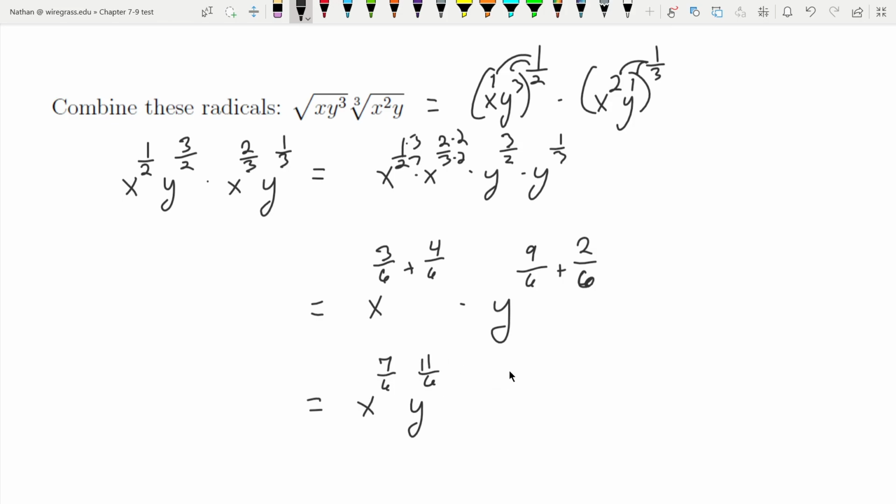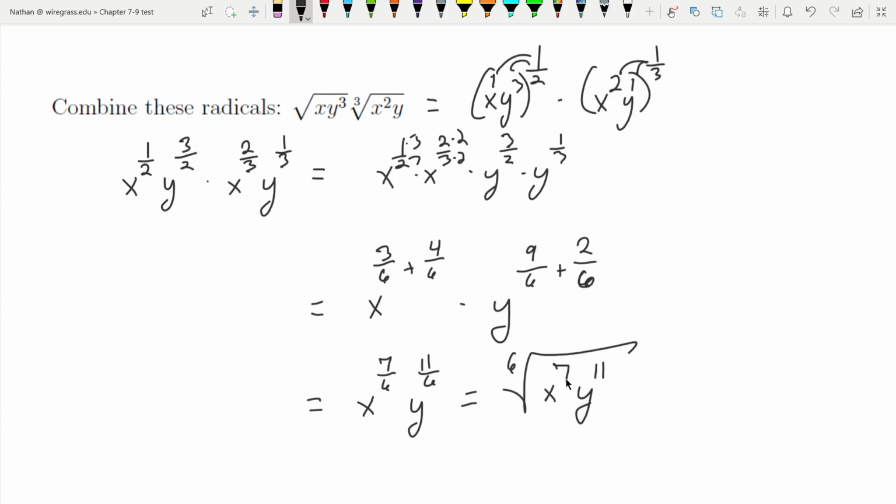There's a couple ways I can write this. So I can write these as mixed numbers if I want, and that can show me that there are full powers of 6 in there that I can actually take out of the radical. Because what this is essentially is the 6th root of x to the 7 times y to the 11. Again, the numerators are the power, and the denominators, they're both the same actually, so it's just the 6th root.